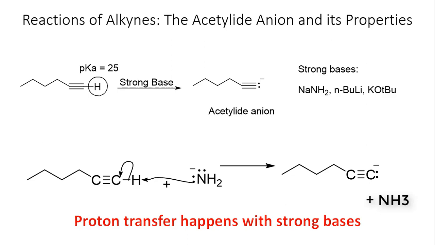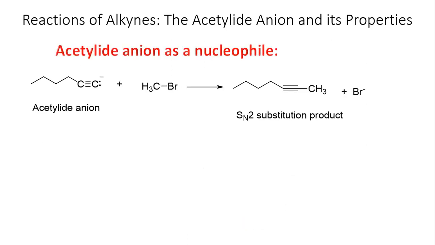Right. So anytime I have an alkyne I put in the presence of a strong base, I get proton transfer because that proton is not highly acidic, but it is acidic in the presence of a strong enough base. So what do we use the acetylide anion for? Right? It can be a nucleophile or a base depending on the reaction conditions.